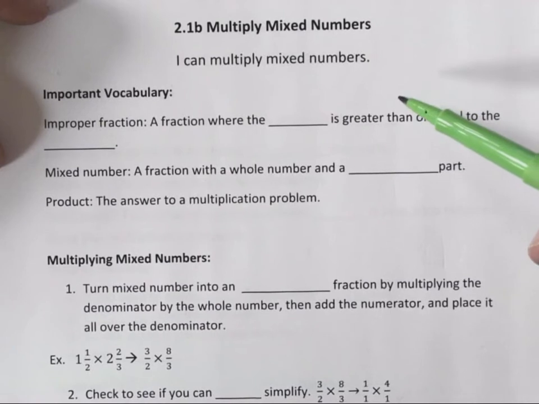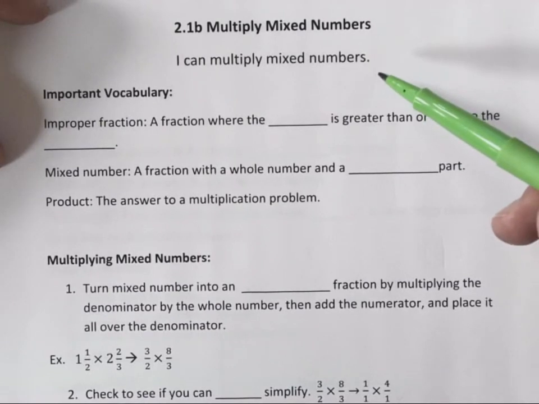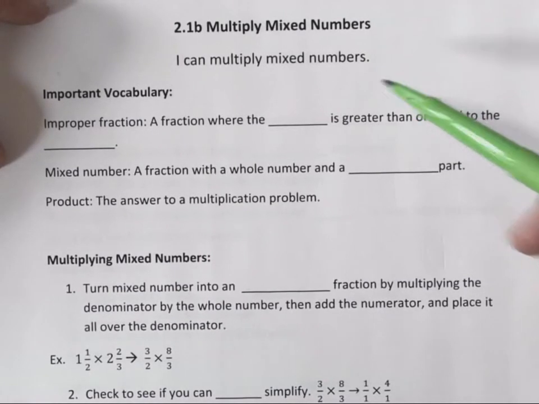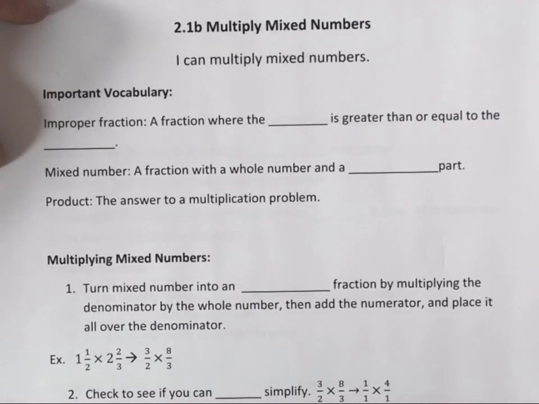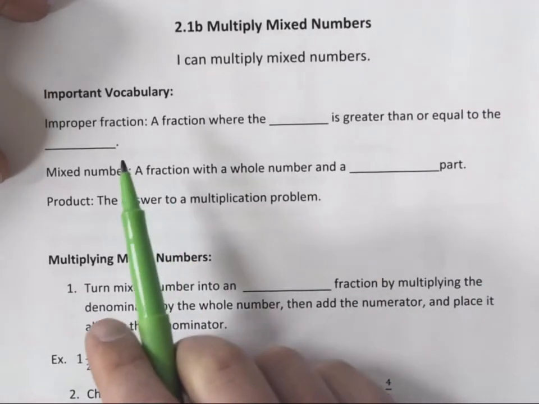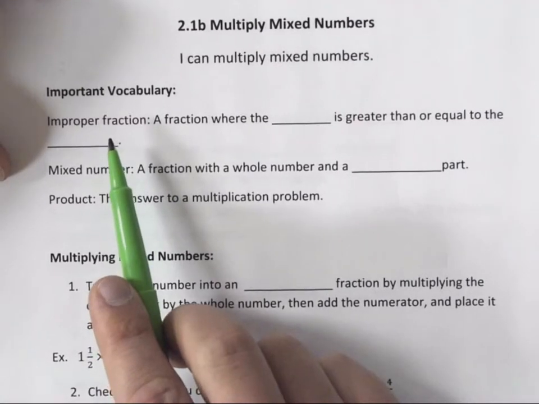Okay, today we're just multiplying all fractions that are mixed numbers, which means they have a whole number out in front with a fraction part. Okay, so let's talk about our key vocabulary for today.